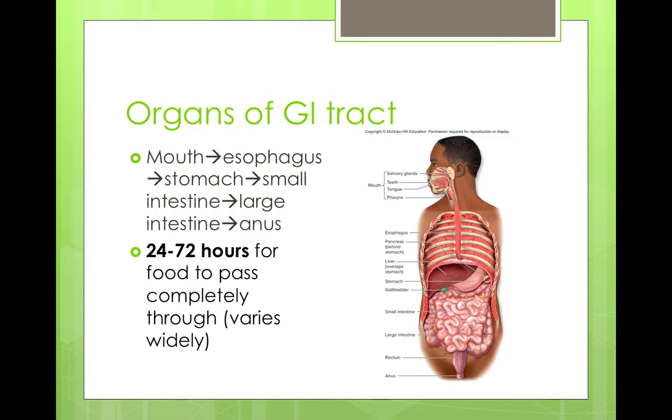It takes food about 24 to 72 hours, depending on the type that it is, to pass completely through your body. We'll talk about this in a subsequent chapter, but you'll learn that fatty foods, for instance, take longer to break down than those that are mostly comprised of carbohydrate or protein. So again, some things take longer than others to digest.